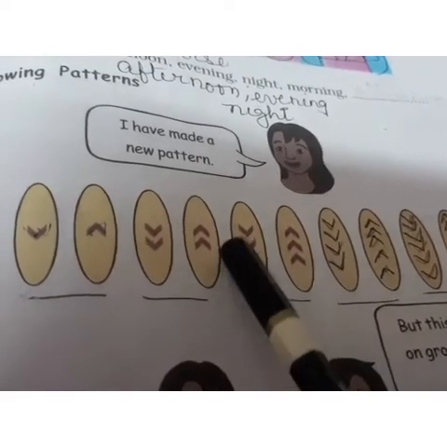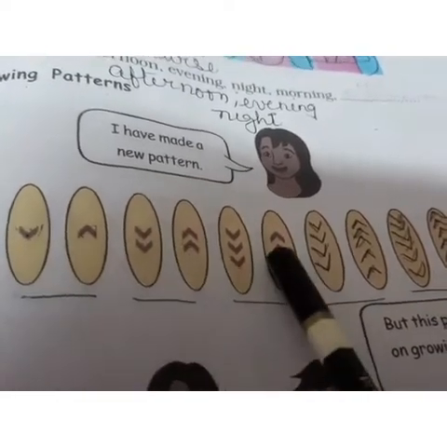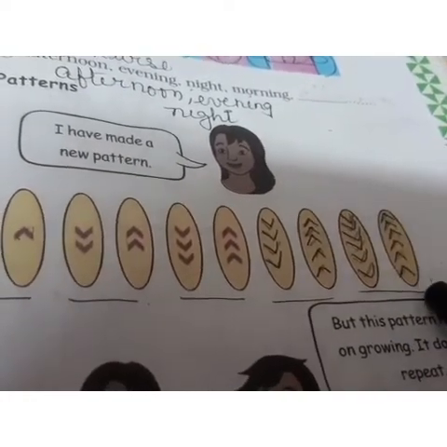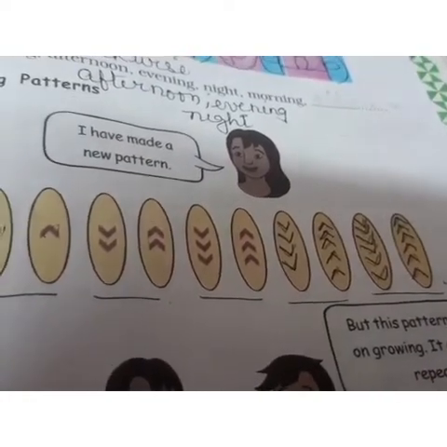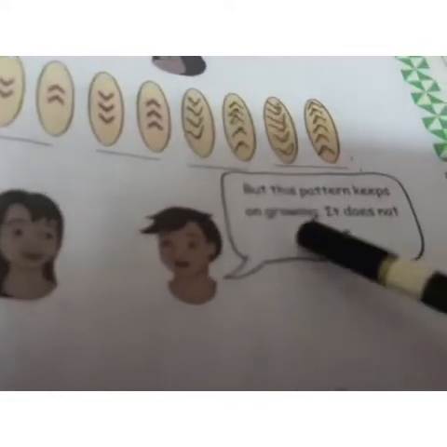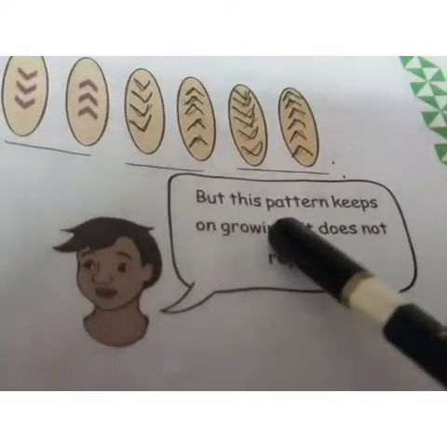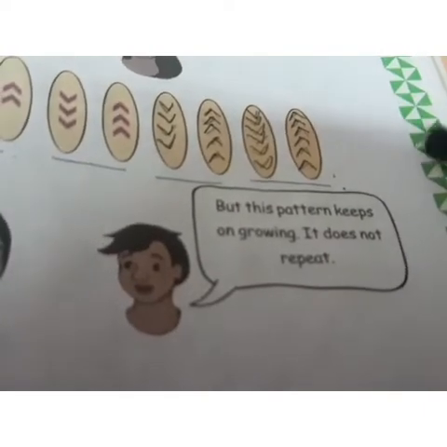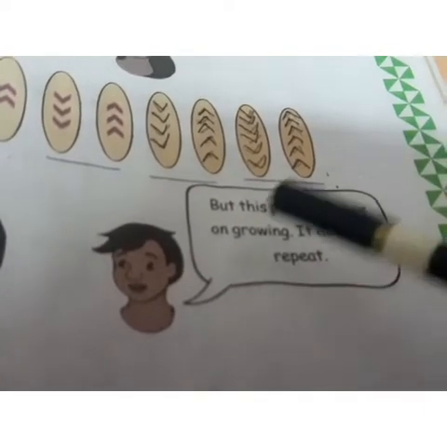Now this will become, see, 1, 2 and 3. Now it will be 4 up 4 down, 5 up and 5 down. We have to complete the pattern like this. Increasing order में आपको पैटर्न को मूव करना है, मतलब बढ़ाना है. So what is here written here? But this pattern keeps on growing. मतलब growing, मतलब now next will be 6 up and 6 down, then 7 up and 7 down.